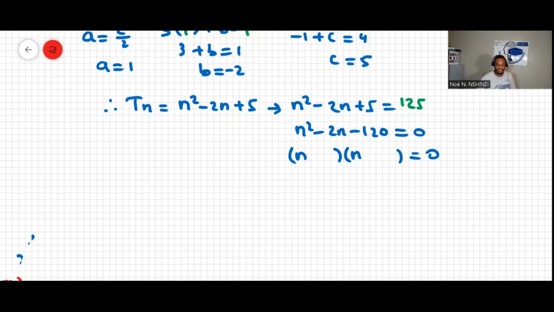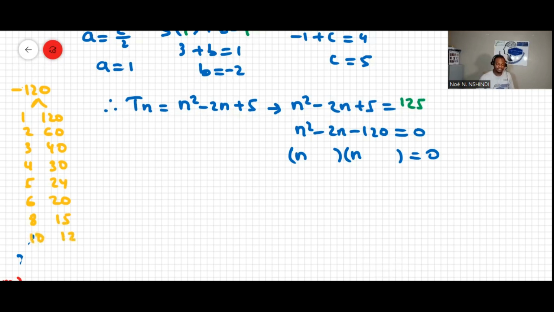Then I'm going to take 120, so negative 120 there, and list all the factors in ascending order, preferably 1 and 120, 2 and 60, 3 and 40, 4 and 30, 5 and 24, 6 and 20. I'm looking for which pair will make negative 2. 8 and 12, no, not 8 and 12. 8 and 15, no. 9 and, no, not 9, 10 and 12.